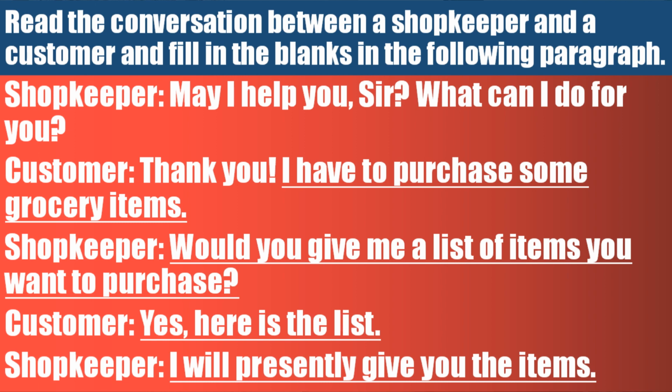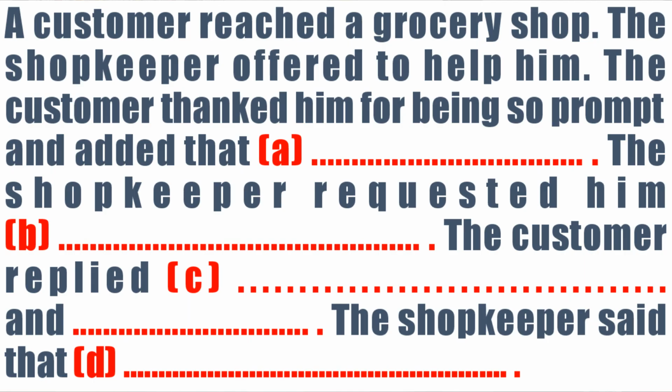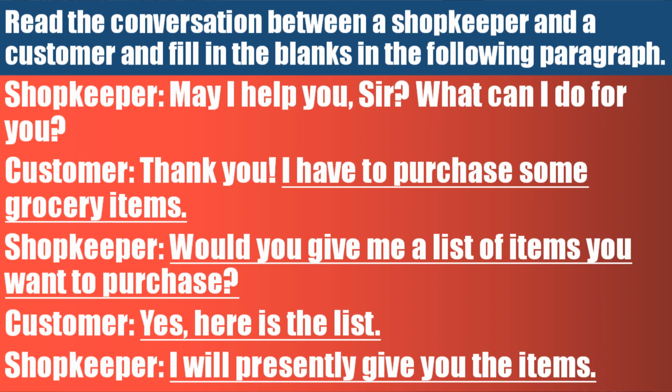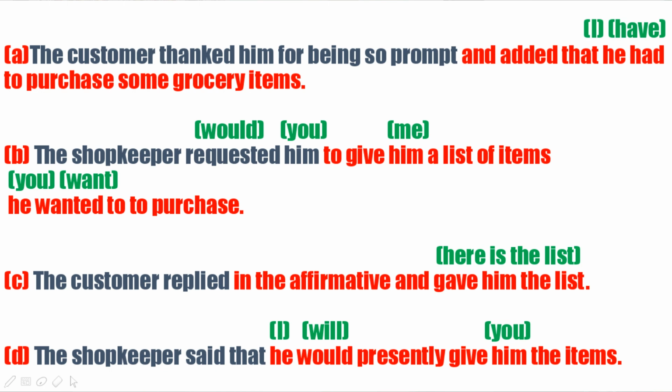So let's see what the situation is in the paragraph. The shopkeeper said that. This means we have to change the entire part: I will presently give you the items. Let us go to the rough part. Yes, so I has become he. The shopkeeper said that I will presently give you the items. This part has been changed into indirect speech. The shopkeeper said that he would presently give him the items. Now, which parts have been changed? I has changed into he, will has changed into would, and here you has changed into him. So the red part is the answer.